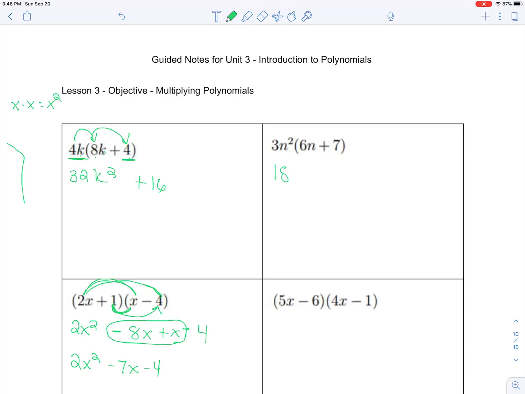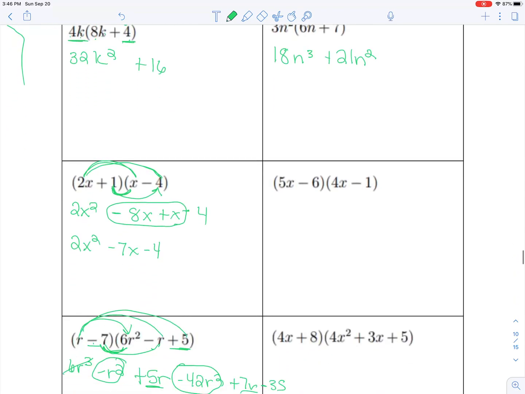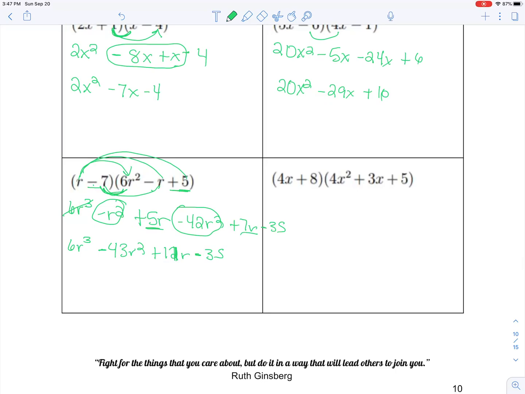Okay, welcome back. I'm just going to go over this quickly. This will be 18n cubed plus 21n squared. Please check your answers. Using FOIL, we get 20x squared minus 5x minus 24x plus, because the negative times the negative, 6. Cleaning that up, I get 20x squared minus 29x plus 16. And the last one, I can't use FOIL.